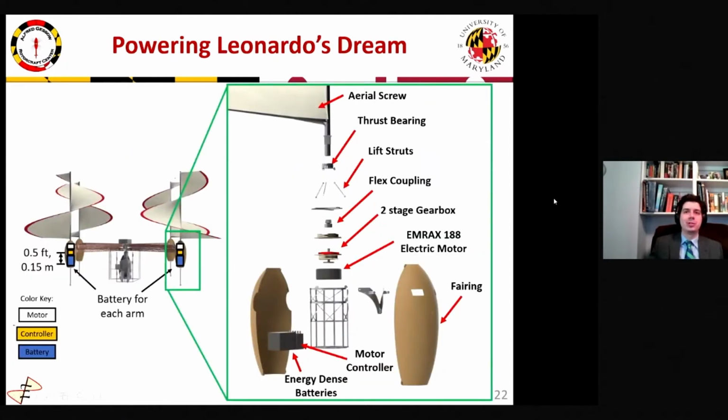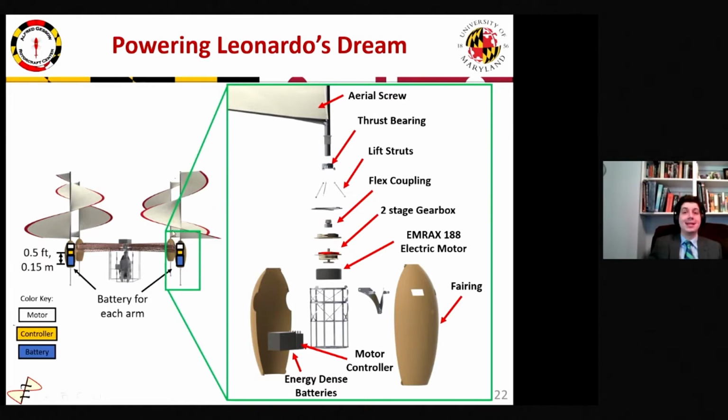Moving down from the rotors, we reach the nacelle. The rotor is attached through a thrust bearing, lift struts, and flexible coupling to the powertrain. This powertrain is powered by energy-dense, high C-rate lithium-ion batteries that are located at the bottom of the cell, with a motor controller for the MRX 188 electric motor. These electric motors allow for rapid changes in RPM control and are crucial to providing adequate control in flight.